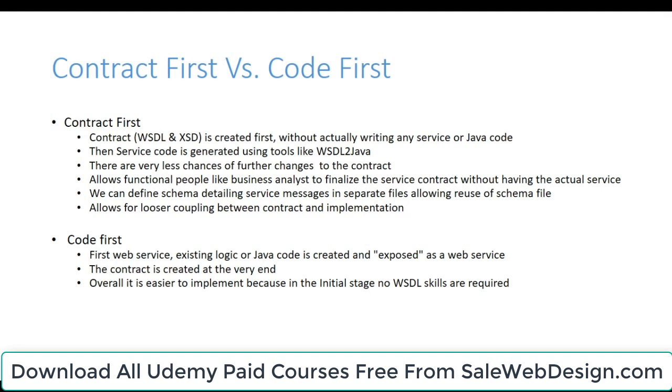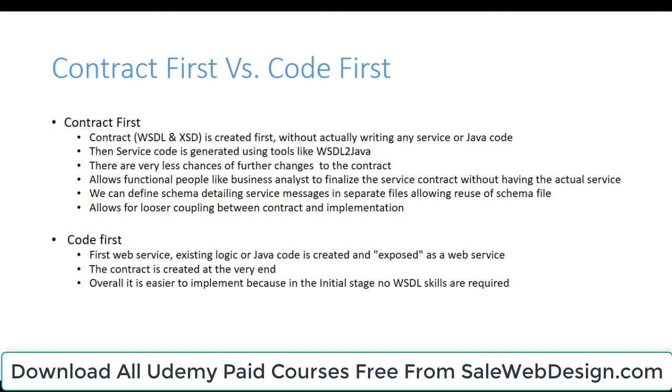And there is one more important advantage of contract first approach. Even though a contract must remain unchanged for as long as possible, it can be changed sometimes due to some business needs. This approach allows for looser coupling between contract and implementation. This is a huge advantage. Such looser coupling allows us to implement both versions of the contract in one class. The code first approach provides one major advantage, that overall it is easier to implement because in the initial stage no WSDL skills are required.